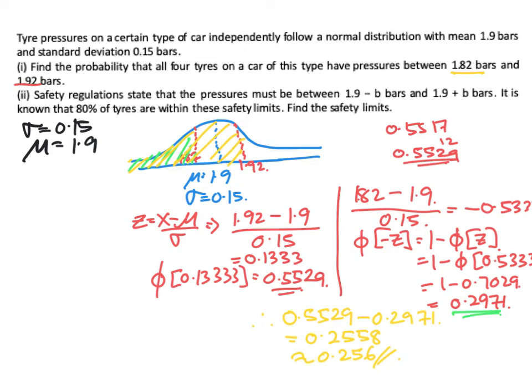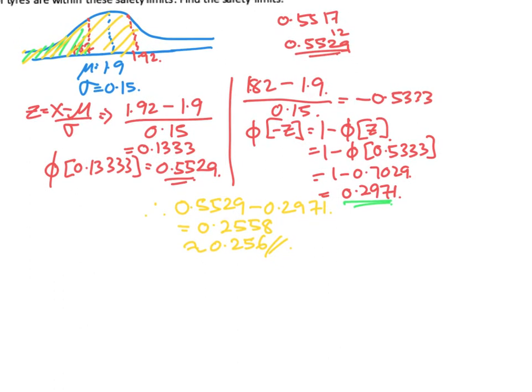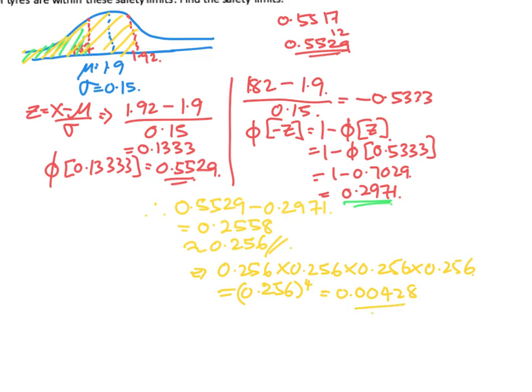The question requires us to find the probability that all four tires, okay, this is the probability for one tire. So if it's all four tires, then this is basically 0.256 times 0.256 times 0.256 times 0.256, in other words 0.256 to the power of 4, and the answer that I have here is 0.00428.